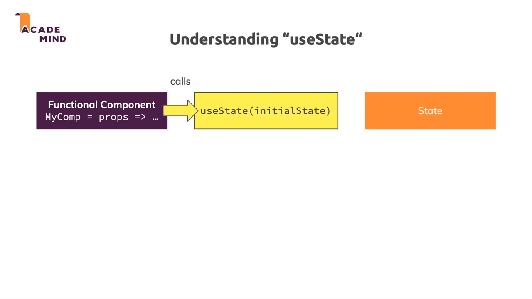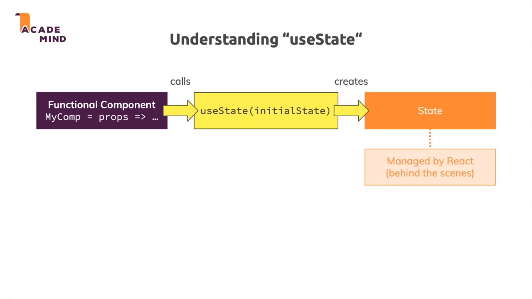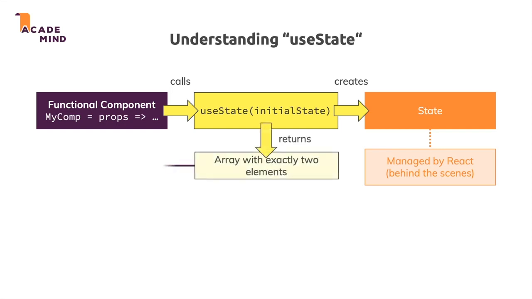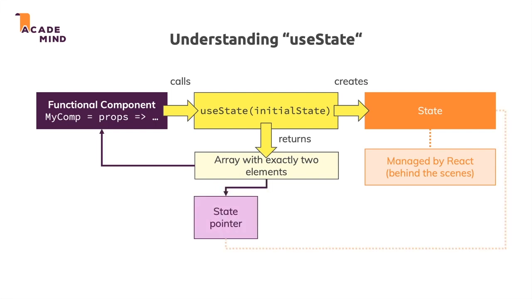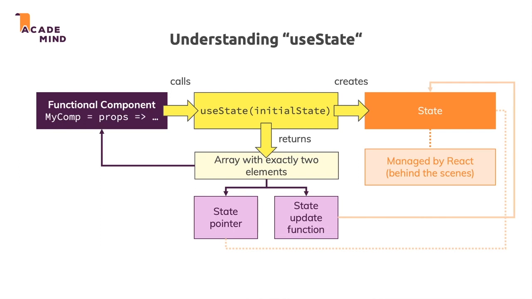You don't have to pass an initial state, by the way. If you want to have null or undefined as initial state, you simply pass no argument at all to useState. And this creates a state which is managed by React behind the scenes and which survives re-render cycles. And what you get back by useState is that array with exactly two elements. A pointer at your state, that's the first element, and a state update function, that's the second element. This is how useState works.